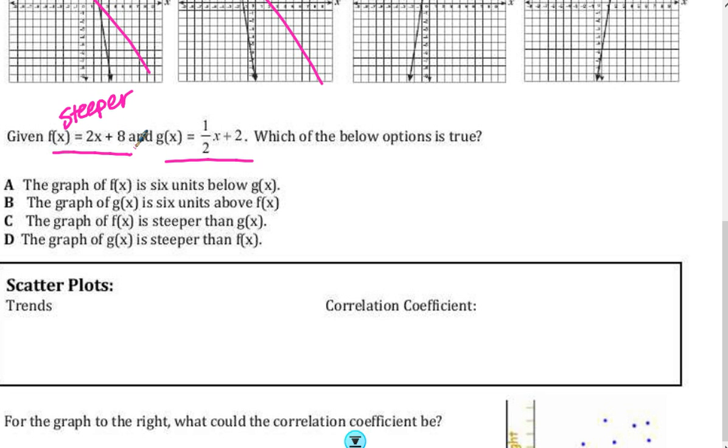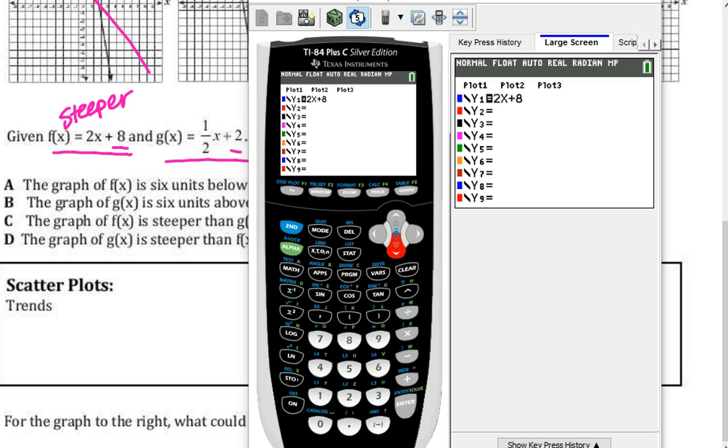And who has the taller y-intercept? Okay, well, this guy's crossing at 8. This one's at 2, so he's going to be a little bit taller on our y-intercept. All right, so again, ultimately, you just want to plug these into your calculator to see what's going on. But right here, I want to show you a really quick little thing.